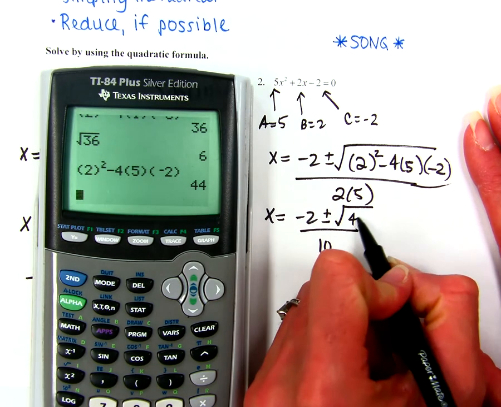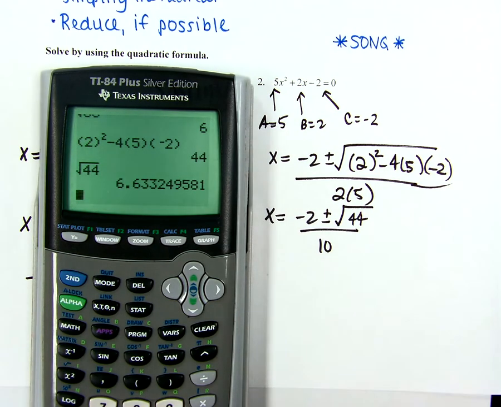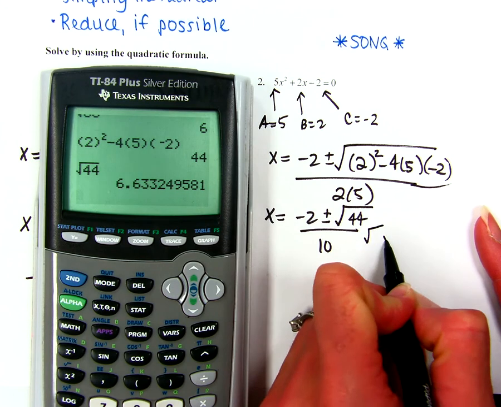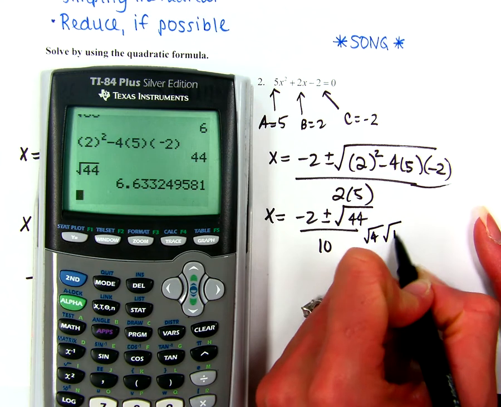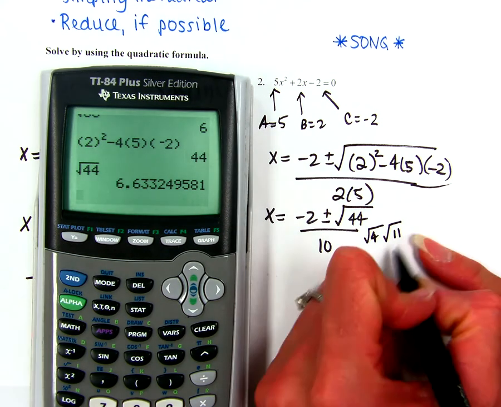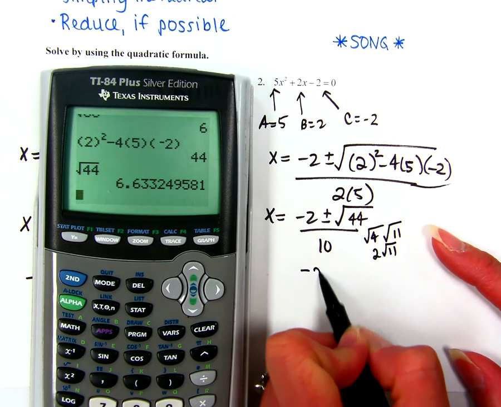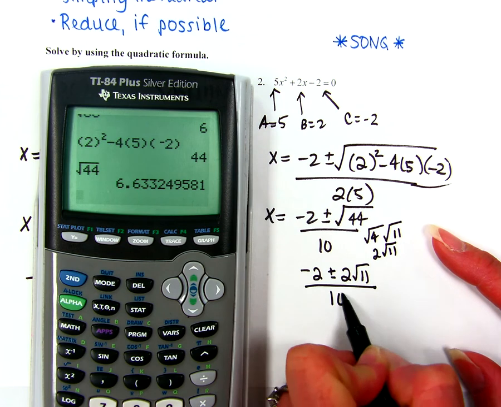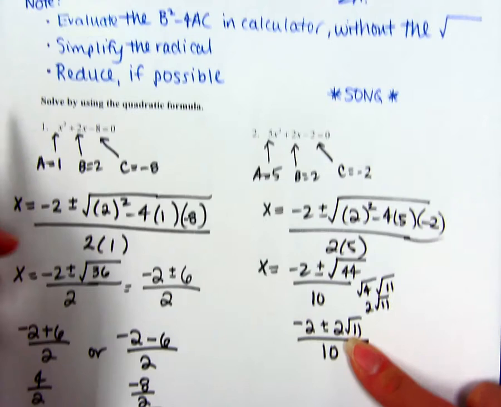This time, when I take the square root of 44, it's not going to turn out to be a whole number. So I need to come up with a perfect square. How can I change 44 into two things that multiply, and one of those two numbers is a perfect square? So 4 times 11, and the square root of 4 is 2, so 2 root 11. I'm going to change this to negative 2 plus or minus 2 root 11 over 10. So I've simplified my radical.